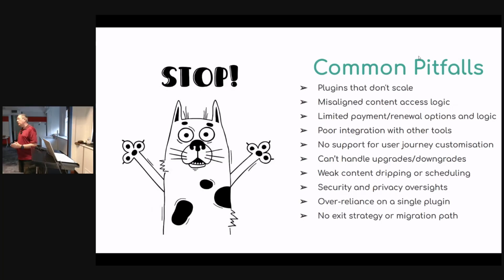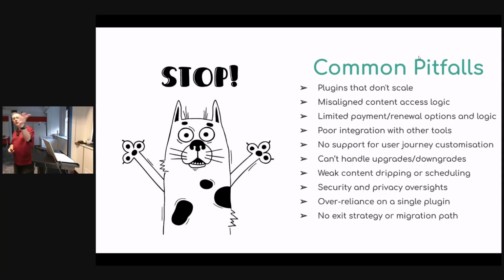Here are some things that can happen if you don't plan properly. You've got plugins that don't scale if you don't plan as to who the user types are, what they're coming for, what the volume is. Plugins might not be able to handle it. You can have content access logic, so somebody wants to access something, but there's no clear upgrade or downgrade path. There's also poor integration with other tools that can come out when you don't scope properly, and then you find out that there's a feature that you haven't implemented or can't implement because the tool set you've got now doesn't use that, and then you're trying to retrofit stuff in.